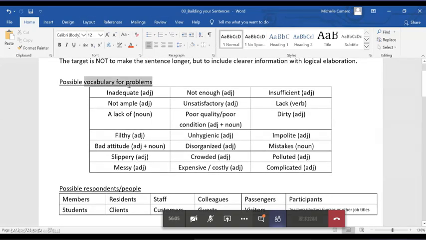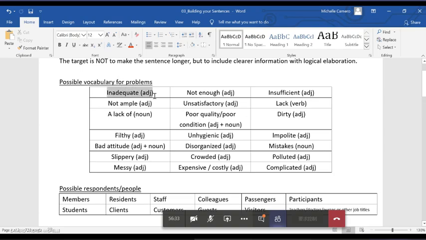So that's vocabulary for the problems, and then the respondents or the people. So for the vocabulary, remember that on the end of module assignment and in a lot of the practice papers, they give you the problem, and part of the problem is they use a negative adjective. So they use a negative adjective and then a noun or noun phrase, and that's usually used to show the problem. So there's usually in the problem, they will include some sort of negative adjective.